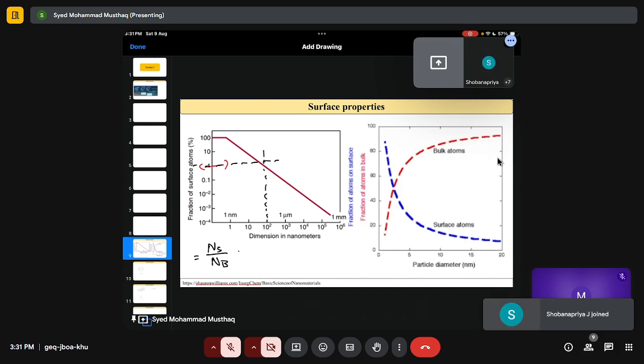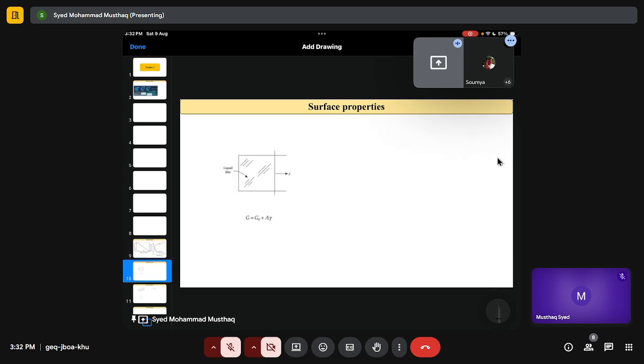So that's what you see here. It's less than 100 nanometers where you enter this regime, where the particle's surface to bulk ratio is not that much different. There are different relations. Sir has derived one relation, where density was taken, and so on. I will not discuss those things because those are easy derivations and sir has already derived them. So let's move on to the surface properties.